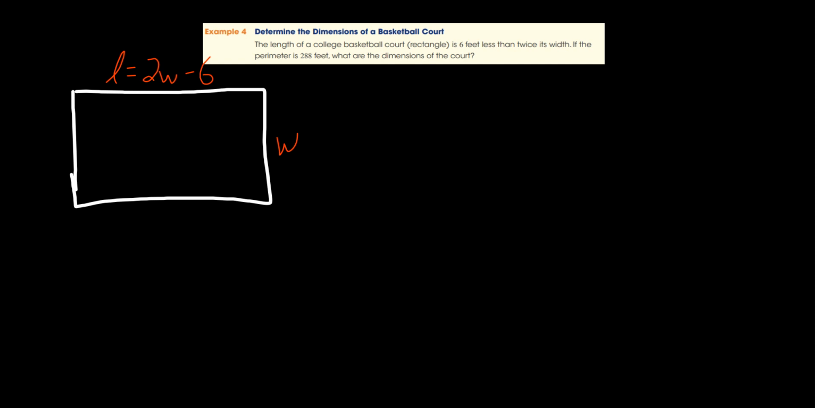So we have the perimeter being 288, and I probably shouldn't have put it in the middle because that kind of looks like an area, but we understand context, right? So the perimeter is 288 feet. Okay, so how do we go about solving this?